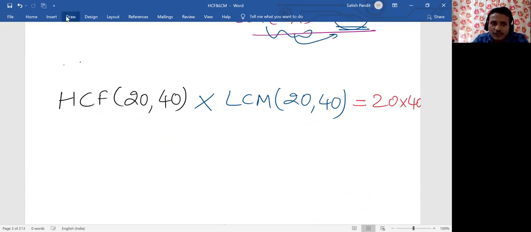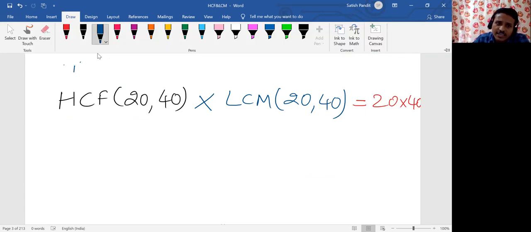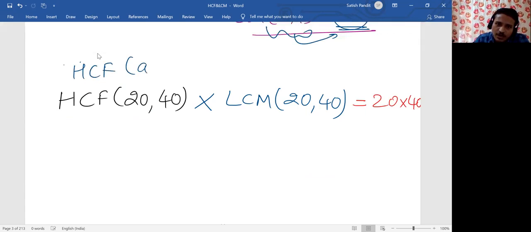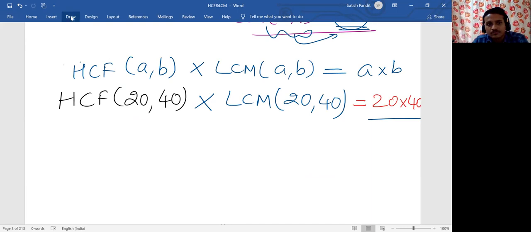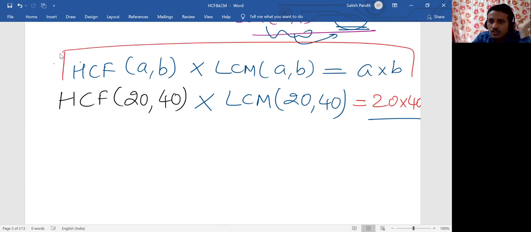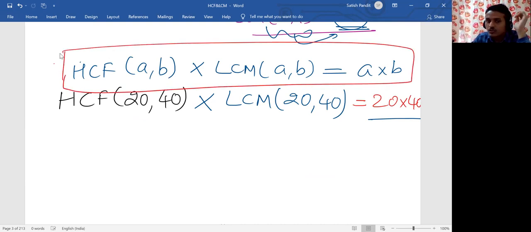You understand? Suppose I take A and B as two numbers. HCF of A comma B. In this example, A is 20 and B is 40. HCF of two numbers into LCM of the same two numbers is nothing but the product of A into B. That is what I have done, 20 into 40. See, this concept will be used to solve problems. You can use this concept to solve problems if they ask in the exam.